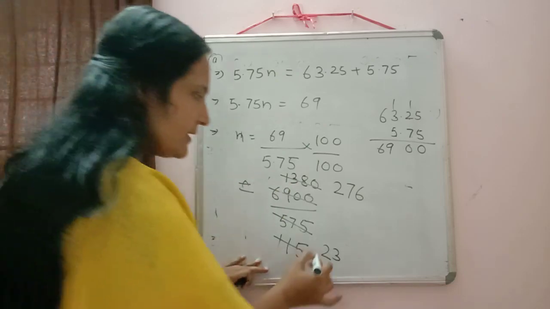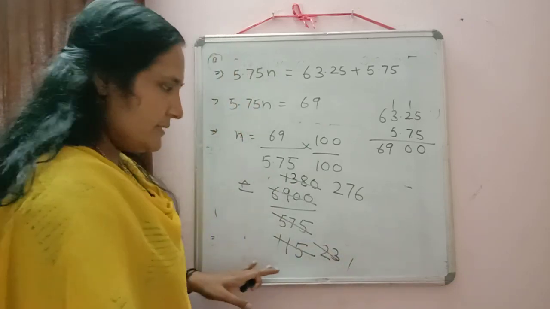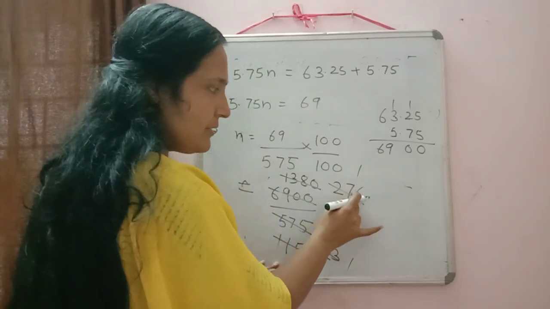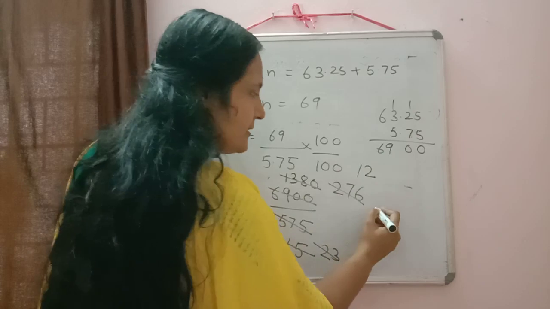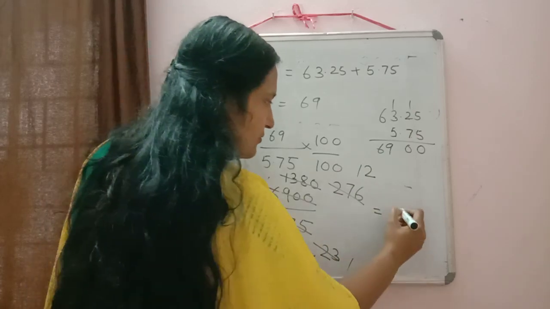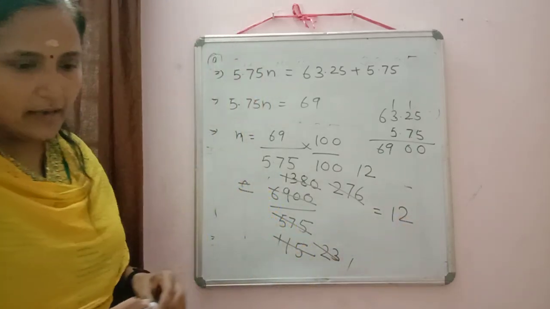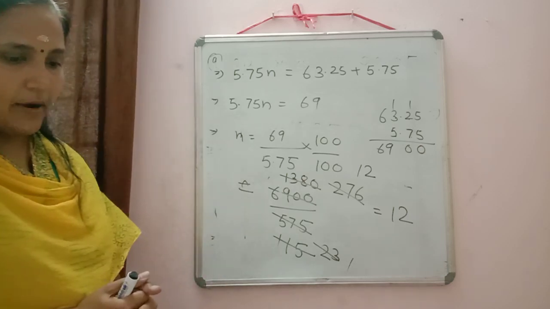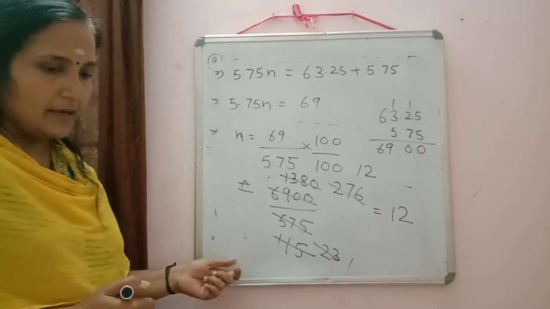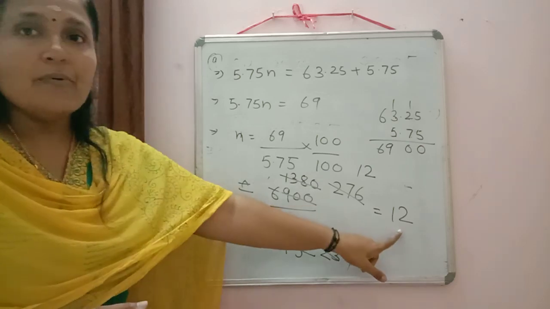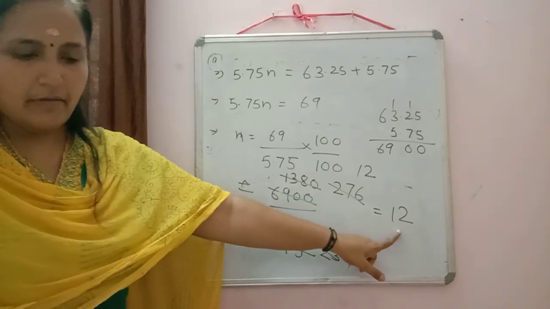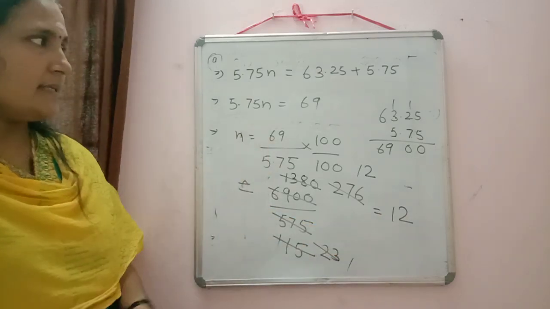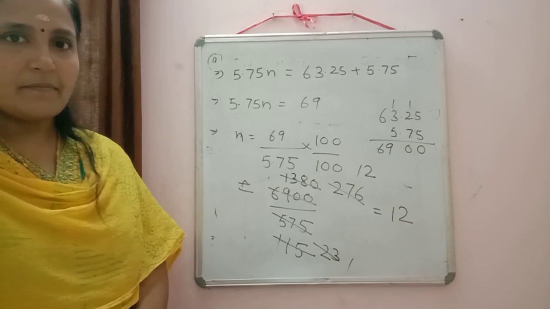276. Now we are cancelling by 23. 23 ones are 23. 7 minus 3 will be equal to 4. So 23 twos are 46. So we are getting n is equal to 12. So in which week my savings becomes 83.25? So the answer statement will be, in the 12th week my saving will be equal to 83.25. So hope the method is clear to you. Thank you.